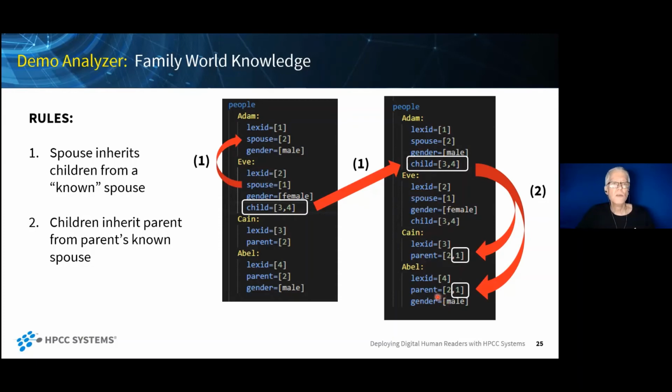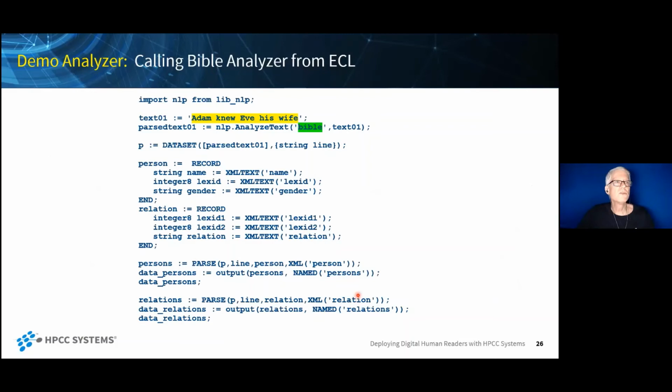So you can see you can't get that statistically. We have to have knowledge in our system to be able to do that. So here is the calling of the analyzer from the ECL. We have Adam knew Eve, his wife. Again, we call it this time on the Bible analyzer. We put them into two records, which has the name, Lex ID, and gender, and relationship, which relates Lex IDs and calls a relationship. We put those into the record structures and output them. Again, you can see this is very, very little code in our supercomputer ECL HPCC Systems programming language here.